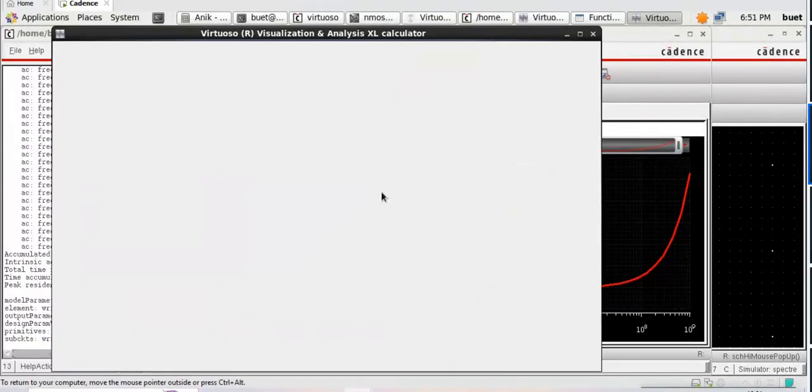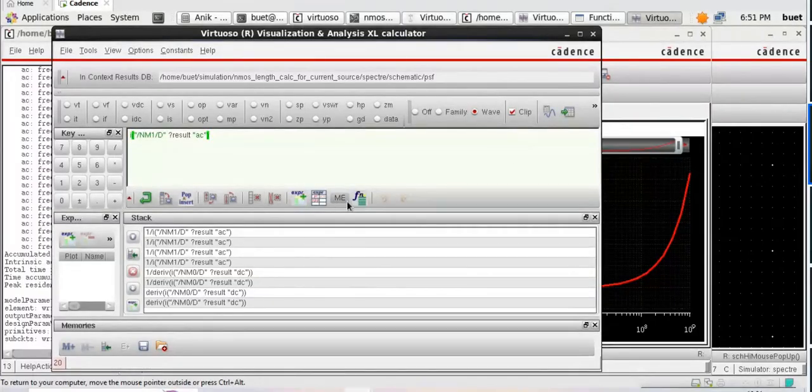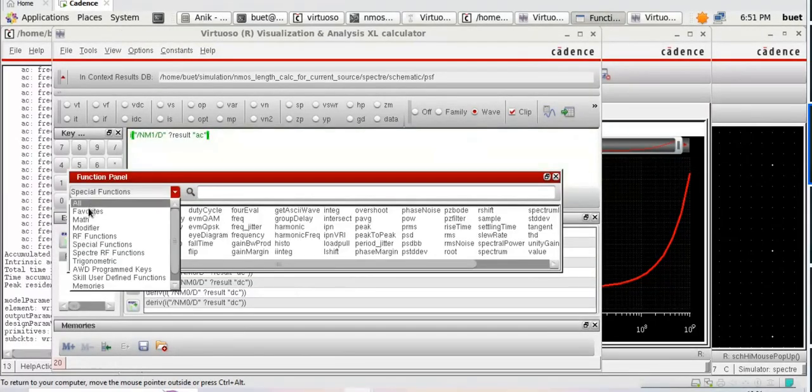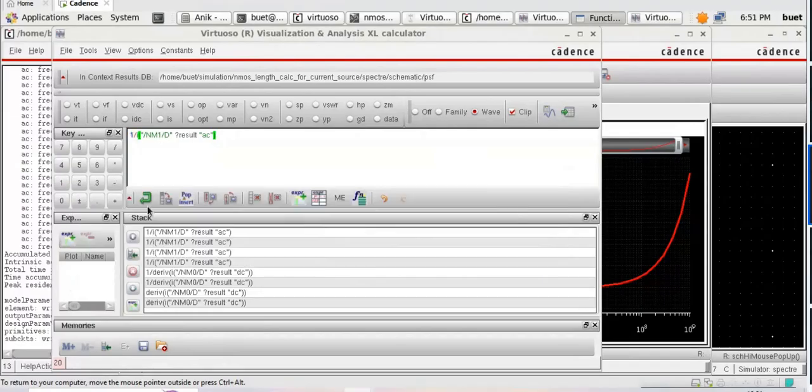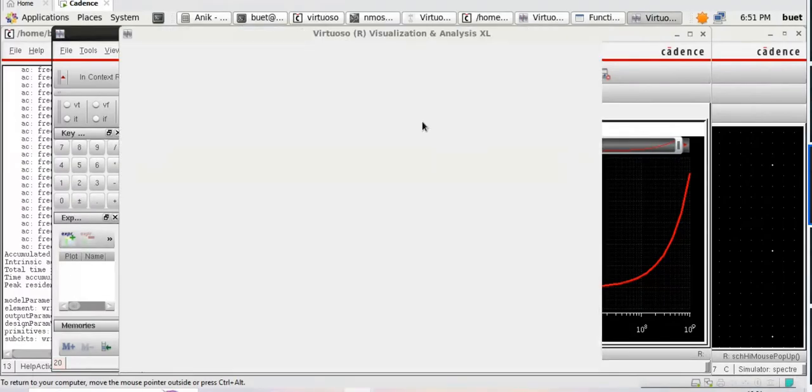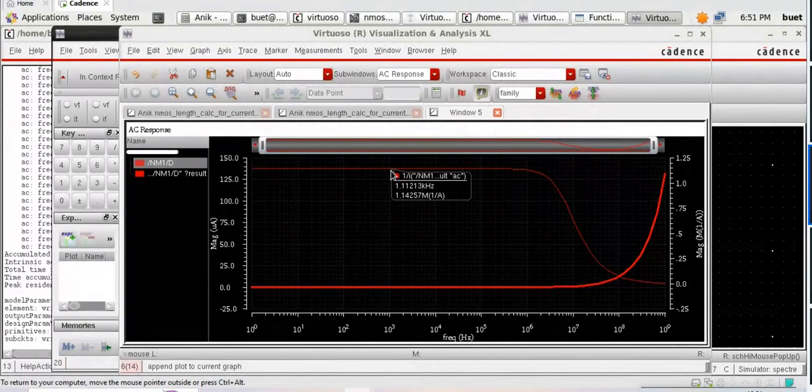Once you send it to the calculator, repeat the same step. Go to the function, go to the all function, 1 over x, plot the waveforms. There you go. But this time, what is happening? If you observe over here, it is going to have a dip.